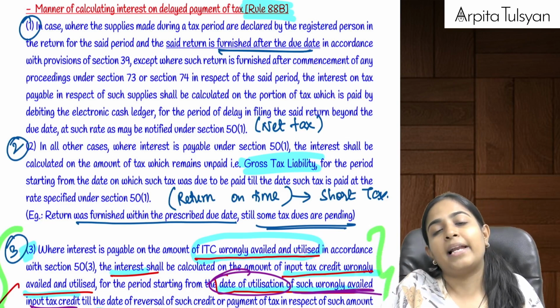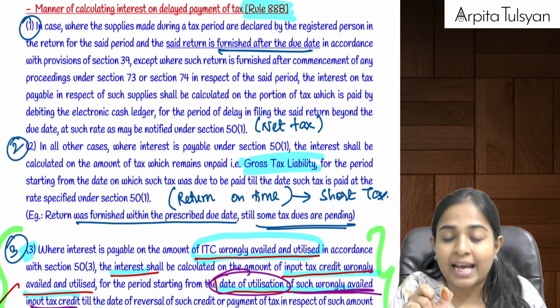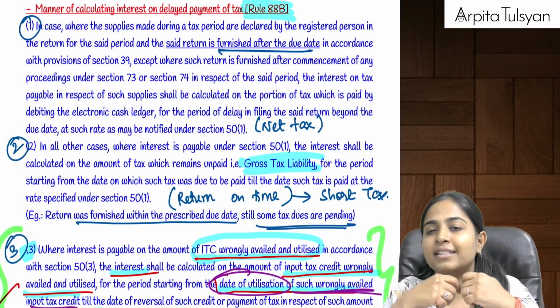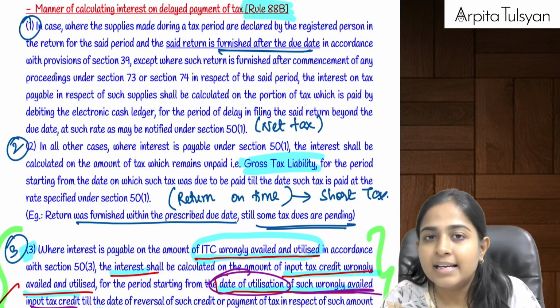So interest will be calculated on the gross liability, that is, the total liability which we are going to discharge by credit ledger as well as cash ledger. Rate of interest and time of interest are going to remain the same.